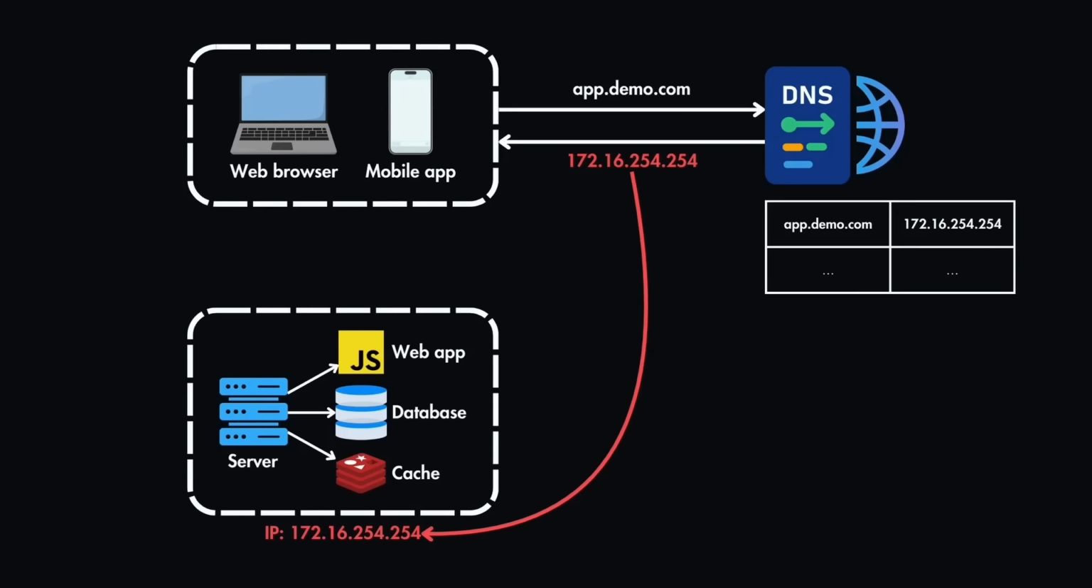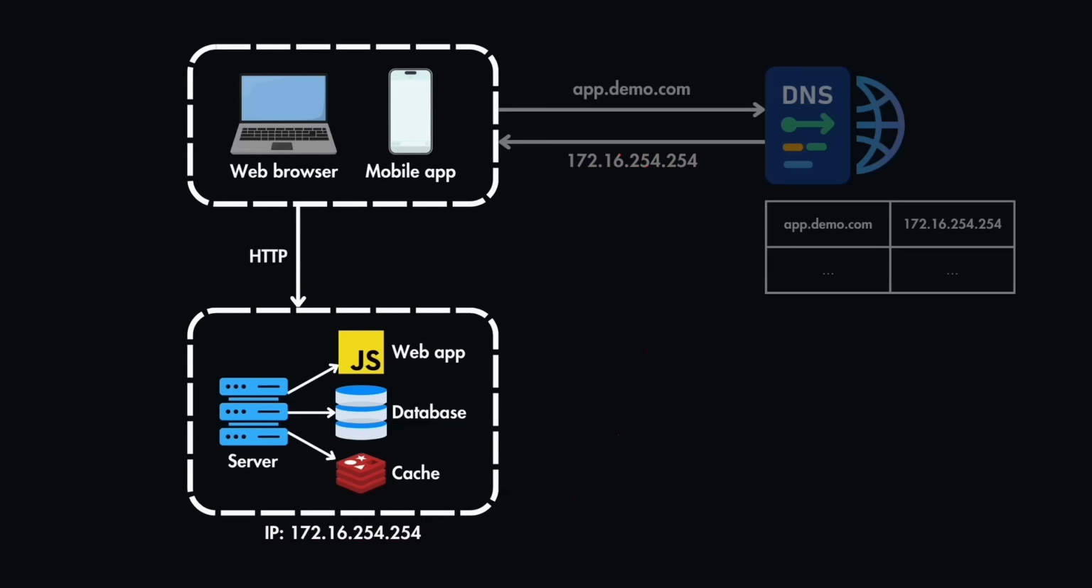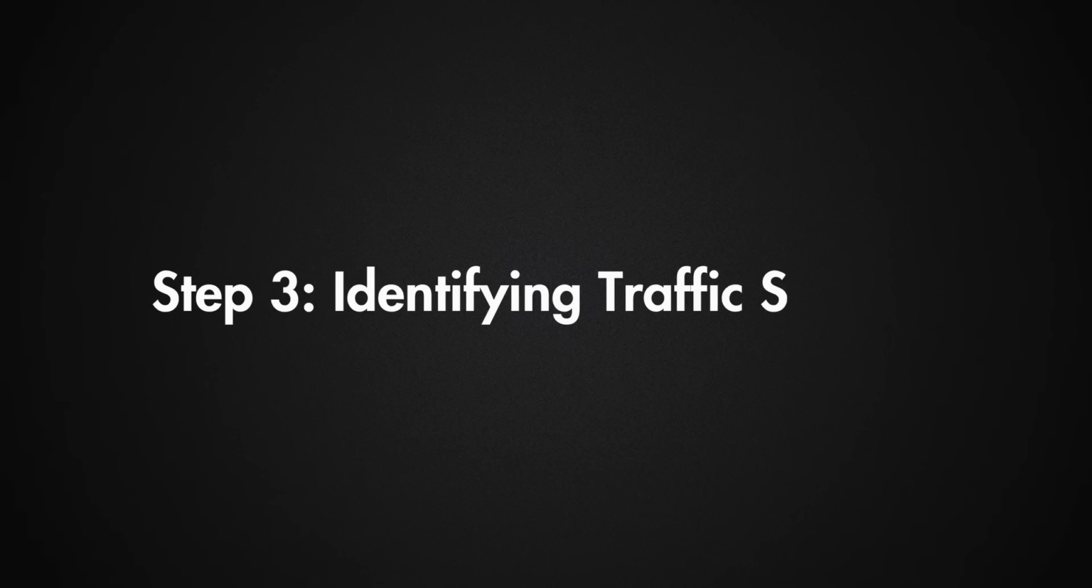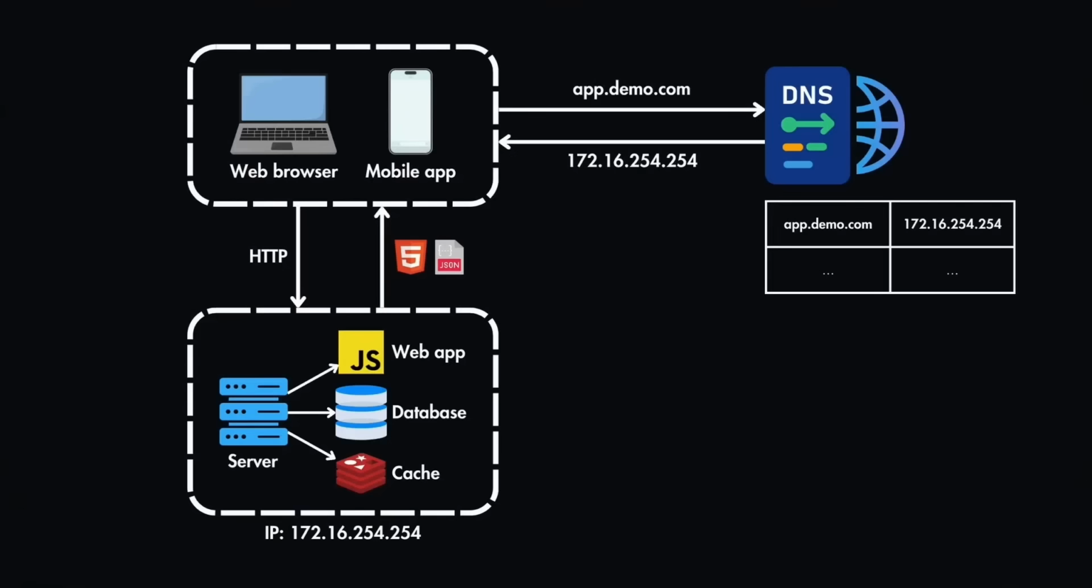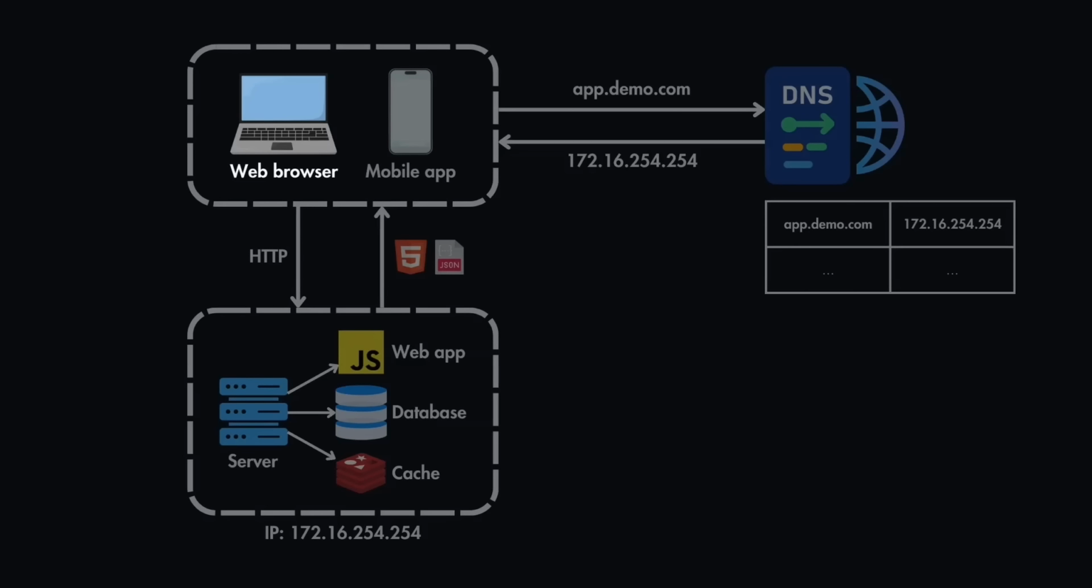So with this IP address in hand, the user's device sends an HTTP request to our server asking for specific data. And then our server processes this request and sends back the requested data. This might be an HTML page for a browser or a JSON response for the app, depending on the request type. In this setup, traffic usually originates from two main sources. The first one is the web applications, and the second one is the mobile applications that are trying to access our server.